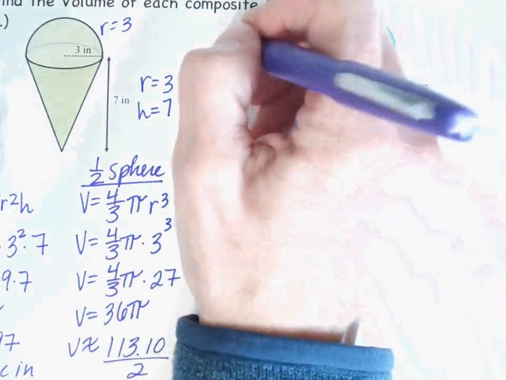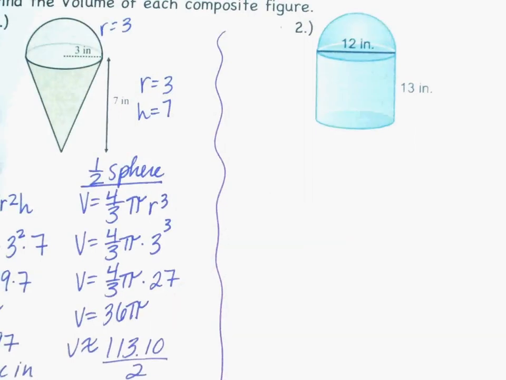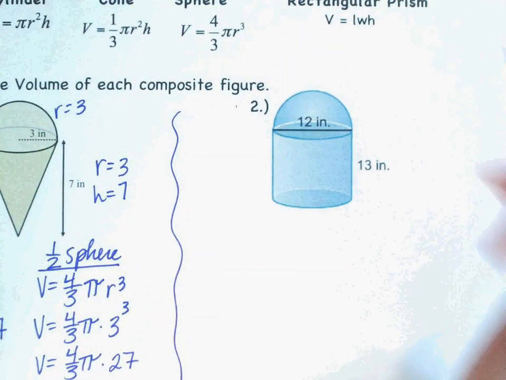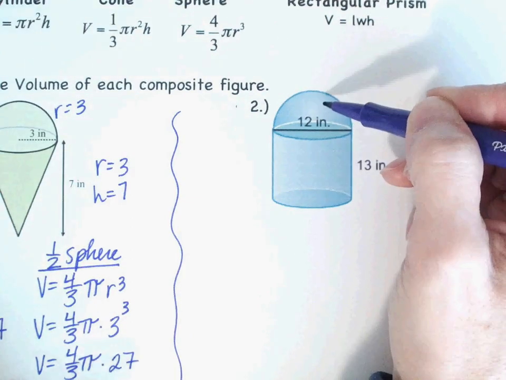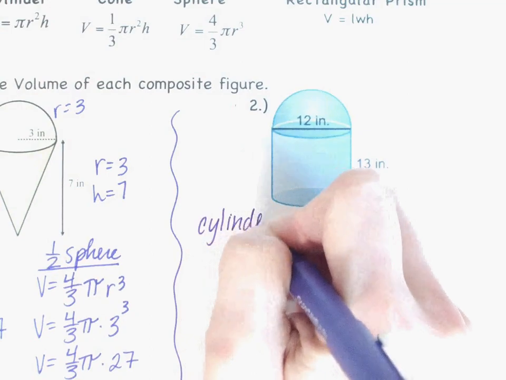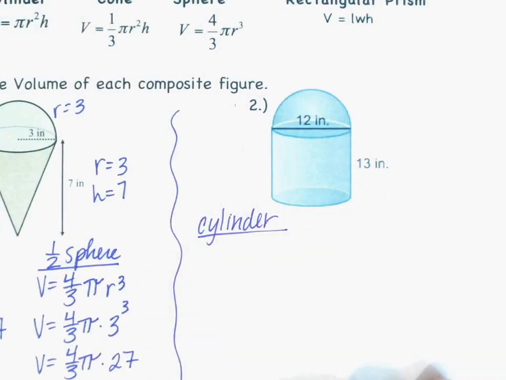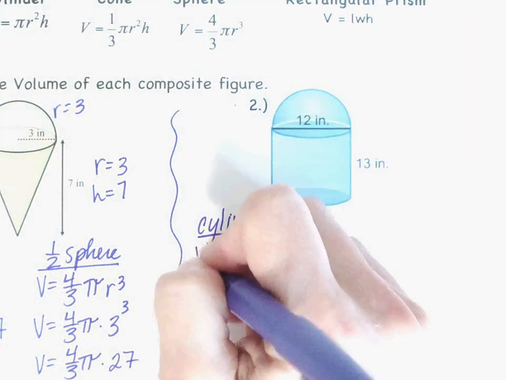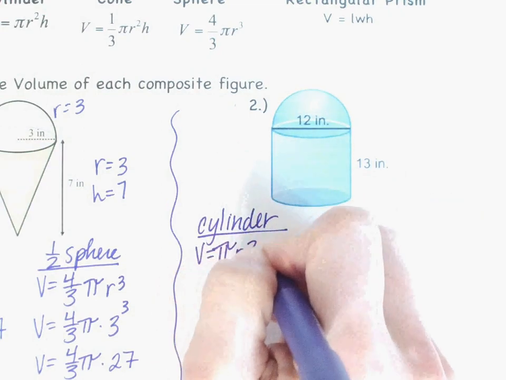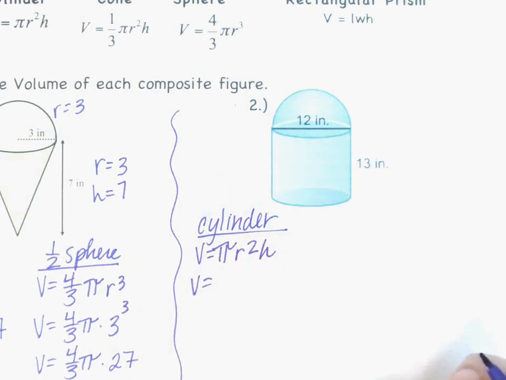Problem number 2. So I'm going to divide my paper in half. And what I have on number 2 is a cylinder and that half sphere. So I'm going to start with the cylinder. And write down the formula. Pi r squared h.